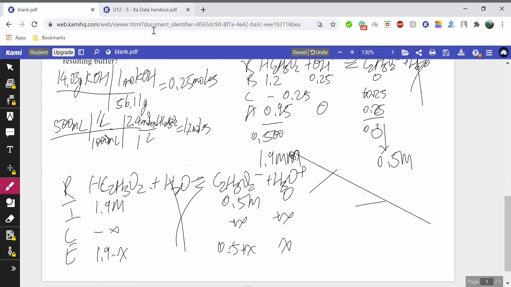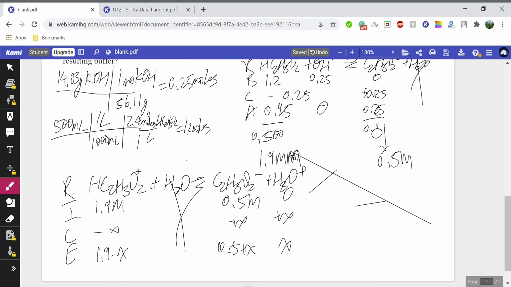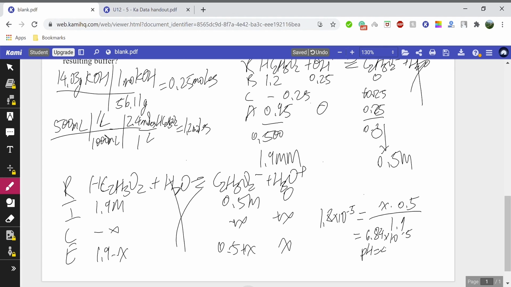Now what is our Ka for acetic acid? Ka for acetic acid is 1.8 times 10 to the negative fifth. 1.8 times 10 to the negative fifth is equal to x times 0.5 divided by 1.9. So 1.8 e to the negative fifth times 1.9 divided by 0.5 will give you an x value of 6.84 times 10 to the negative fifth. Take the negative log of that, and we get a pH of 4.16.